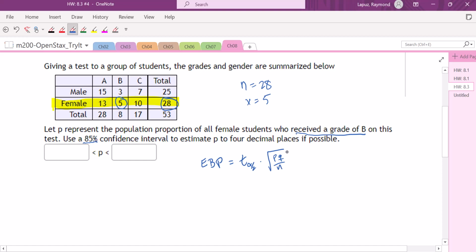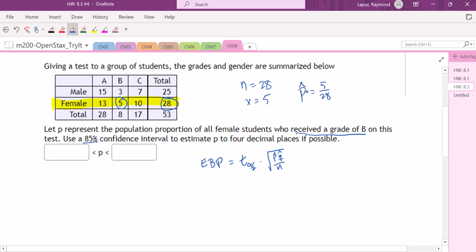Now, P and Q are the population proportion and its complement, and we usually can't find those, so we'll use P hat and Q hat, which is the proportion for the sample that we collected. So that's 5 divided by 28. And then Q hat would be the complement of that, 1 minus that. Okay, so that's our scenario.